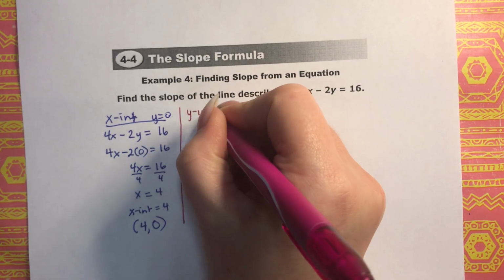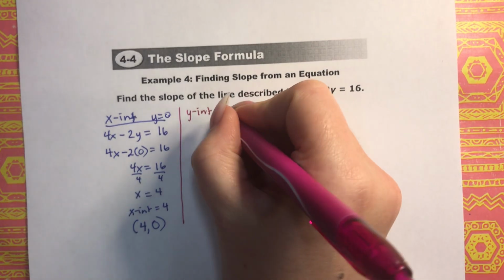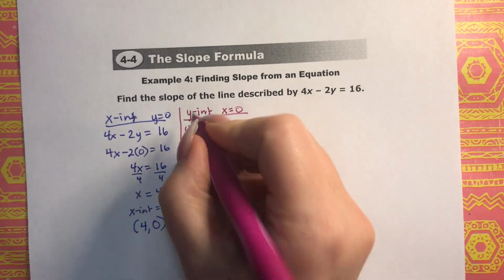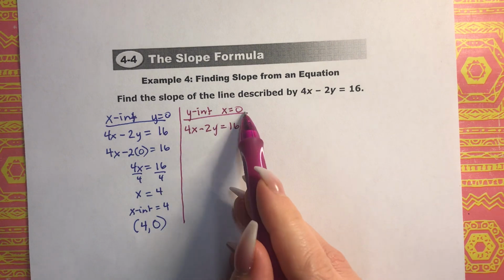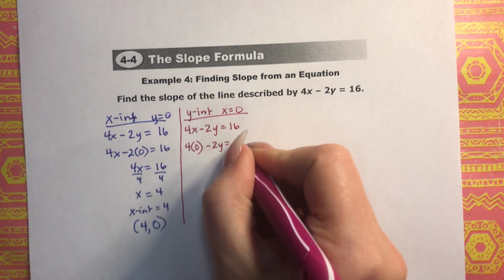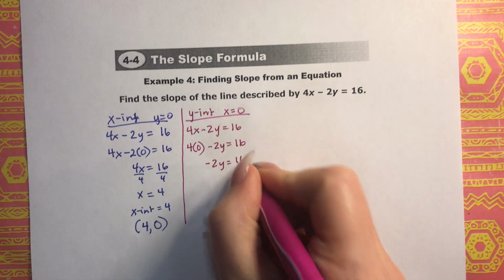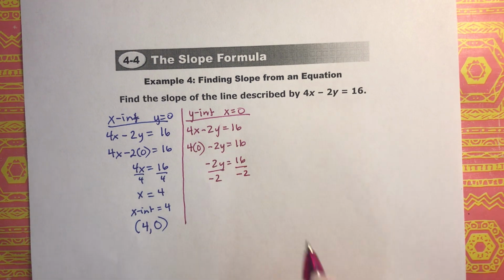So the y-intercept, what do we always know about the y-intercept? Yes, x equals 0. So we're going to go ahead and write that original equation, 4x minus 2y equals 16. We're going to substitute 0 in for x, so we have 4 times 0. Okay, that's equal to 0. We have negative 2y equals 16. We want to get y by itself, so we divide both sides by negative 2.